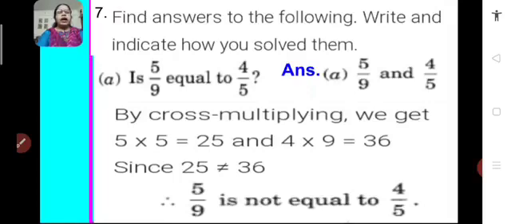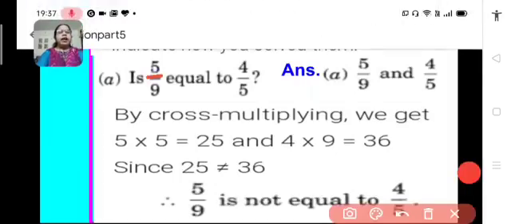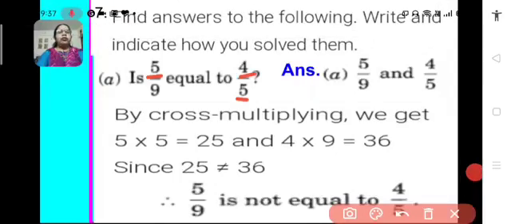A, is 5 upon 9 equal to 4 upon 5? How do we decide whether they are equal or not? By cross multiplying. When we multiply 5 and 5, we get 25, and when we multiply 4 and 9, we get 36. So these two cross products are not equal. That means these two fractions 5 upon 9 and 4 upon 5 are not equal.